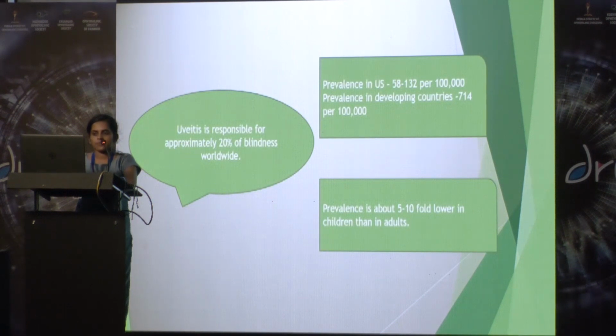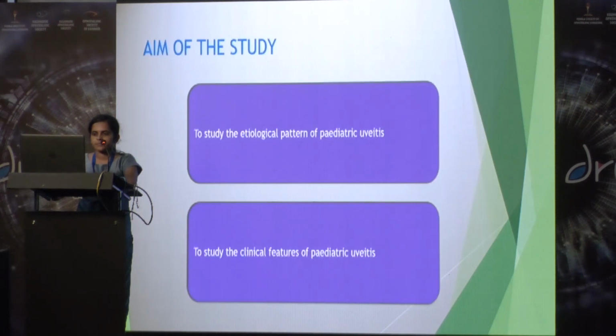Uveitis is responsible for approximately 20% of blindness worldwide, and the prevalence in developing countries is higher compared to developed countries, and the prevalence is about 5 to 10-fold lower in children than in adults. The aim of my study is to study the etiological pattern of pediatric uveitis and to study the clinical features.